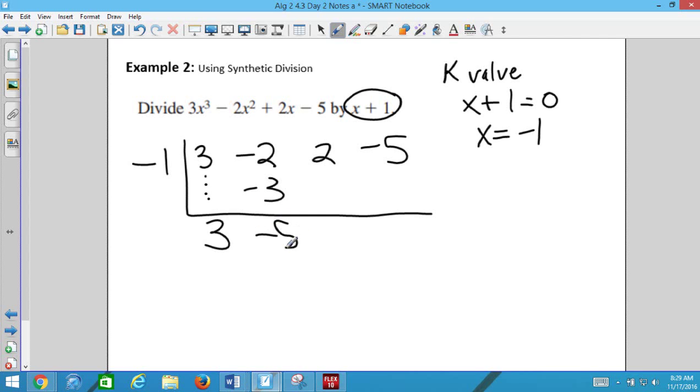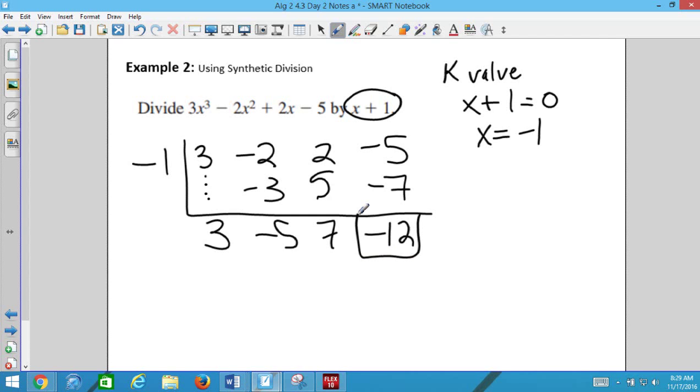Then we do it again. -5 times -1, +5, add. 7. Then we do it again. 7 times -1, -7, add, -12, put a box around that.